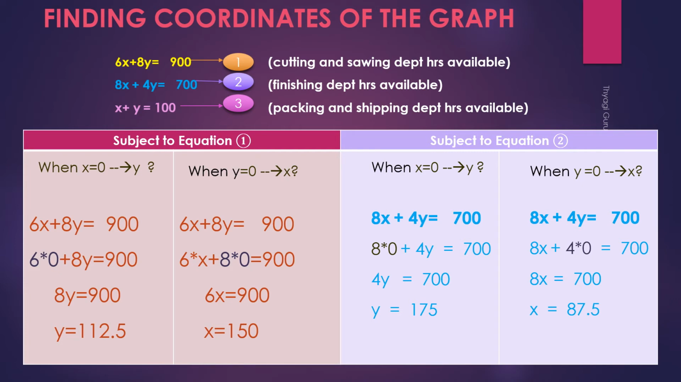Likewise, we are going to find when x is 0, what will be the result for y in equation 2? And the result reflects it is 175. Likewise, when y equals 0, what will be the value for x? It is depicted that x is 87.5.